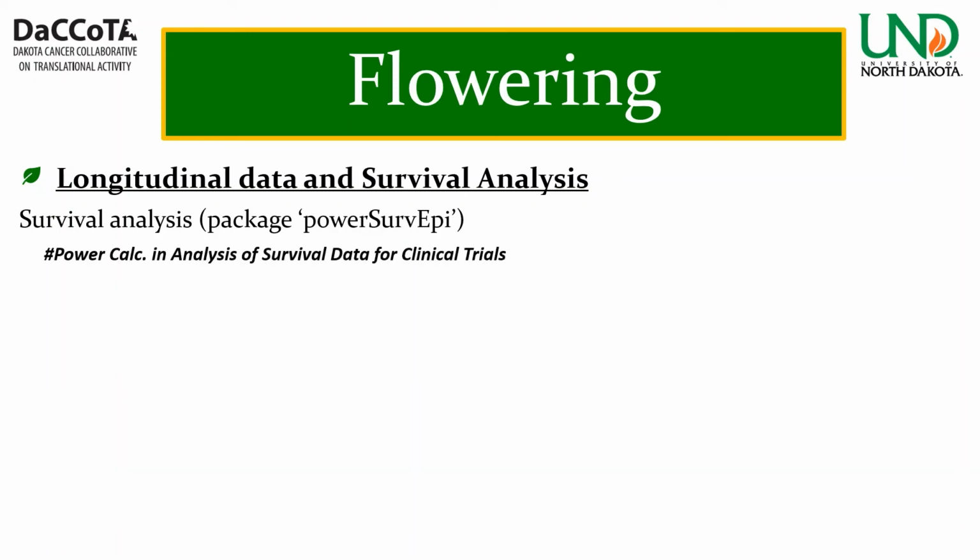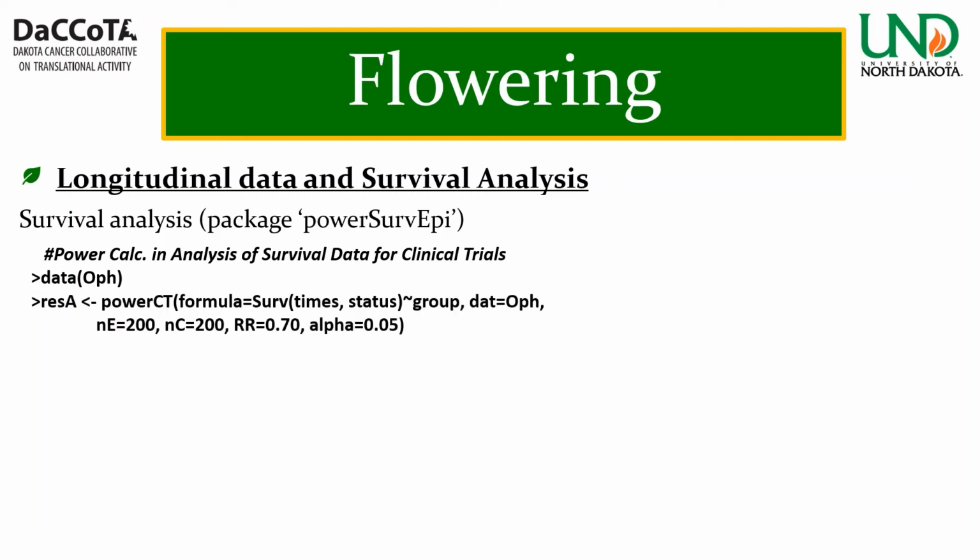Okay, here's another useful function, PowerCT. Pulling in data from OPH, so that's an ophthalmology data set where NE is the number in the experimental group and NC is the number in the control group. And RR is going to be our postulated hazard ratio. So when we pull this out here with 200 per group, the power given out is only 0.63, so that's not good enough.